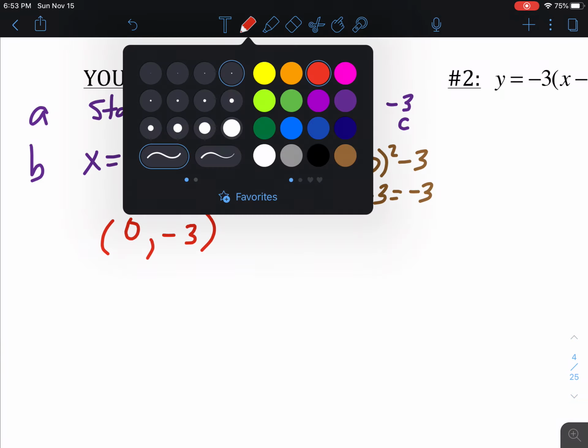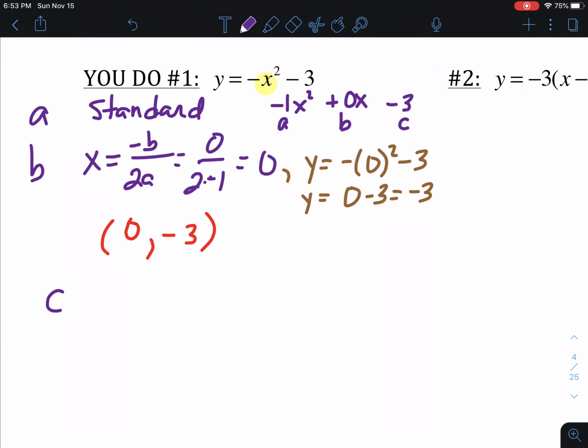Next up, letter C is the AOS. That would be x equals 0. Make sure when you're doing your own work, when you're doing the part where it says AOS, make sure to always start with the x equals. And letter D, does it open up or down? The a right after the equal sign is another negative. So if we were to graph that, that would open down.